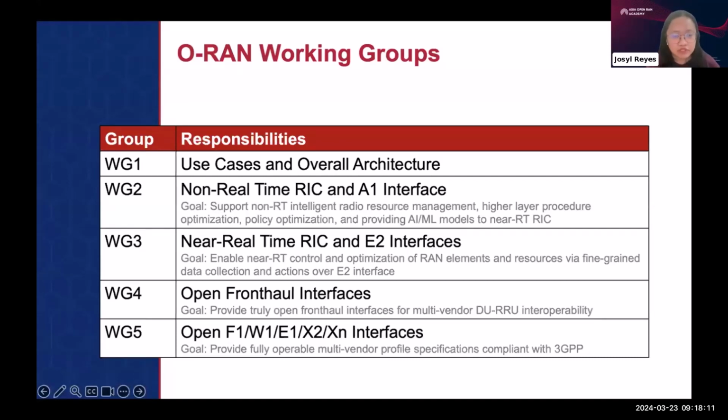Okay, working group 4, open fronthaul interfaces. The goal is to provide a truly open fronthaul interface for multi-vendor DU and RRU interoperability. When I say fronthaul interface, this connects the DU and RRU. If you have different DU and RRU vendors, then they should be able to interoperate. So they look into whether testing this would allow the operation to go the same way as if it were the same vendor. Then working group 5 covers a lot of other interfaces, and the goal is to ensure that the specifications are compliant with 3GPP and also interoperable with different vendors.